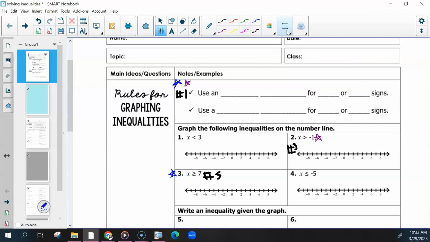So for this part, we need to use an open circle for strictly less than or strictly greater than signs, and a closed circle for less than or equal to or greater than or equal to signs. Part of this will be, do you know how to graph them?